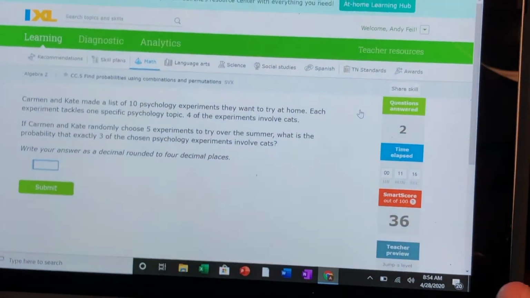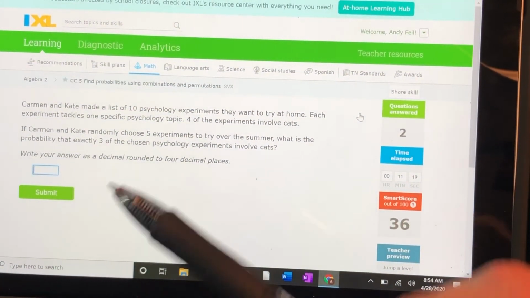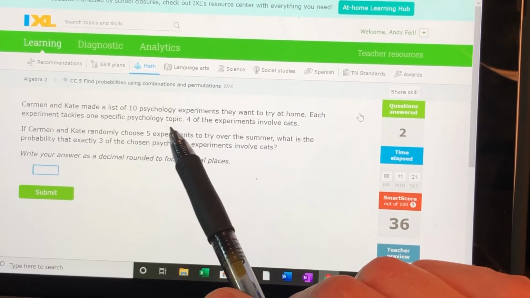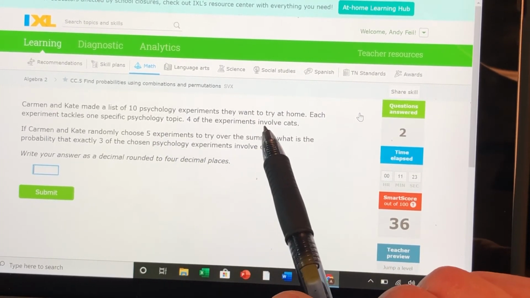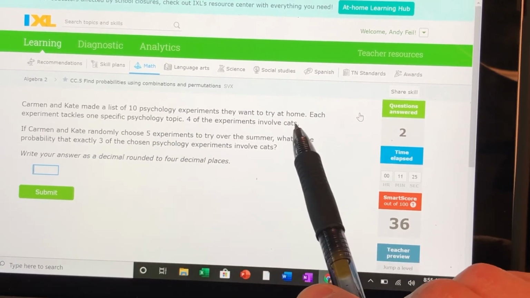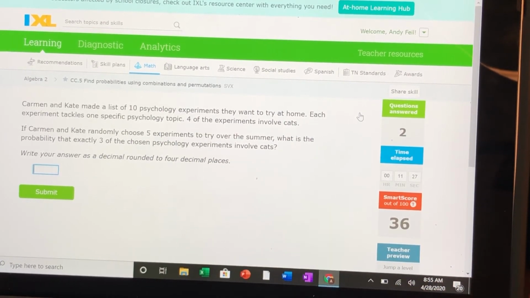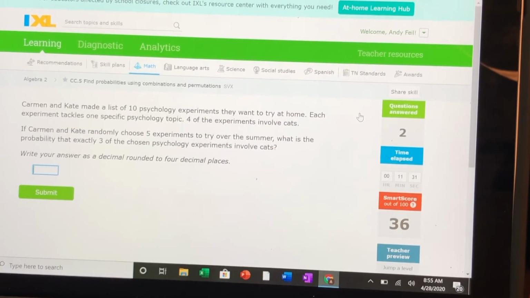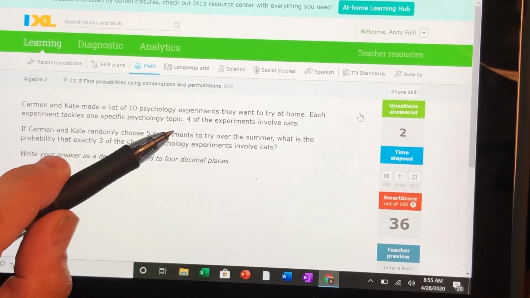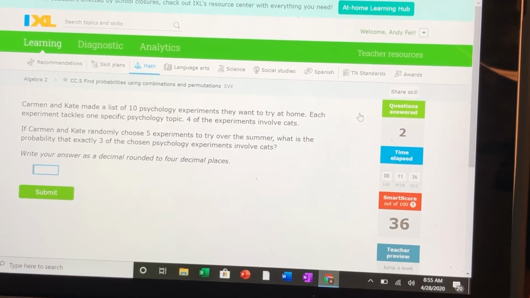Okay, let's go back to the problem for a minute. We're doing 10 psychology experiments, or 10 that they have to choose from. 4 involve cats. Let me ask you this, how many of them do not involve cats? Well, if there's 10 total and 4 involve cats, that means there's 6 that do not involve cats. And how many of those 6 are we choosing?